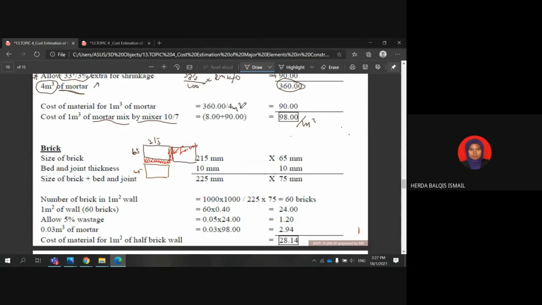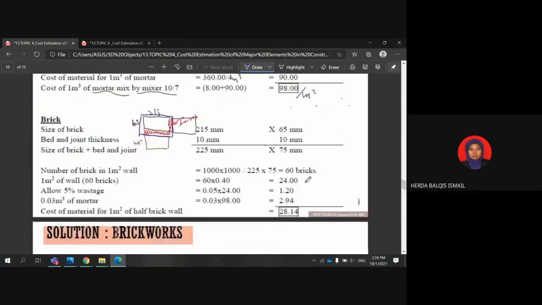That's why we need to total up the size including the joint and also the bed. That's why the size of the brick, with the consideration of the bed and joint of 2 to 5 mm, is 225 by 75 mm. So now we know the size of the brick, including the thickness of the bed and joint.